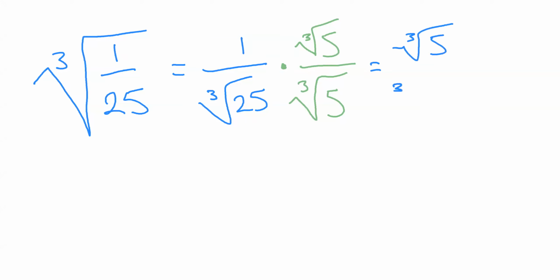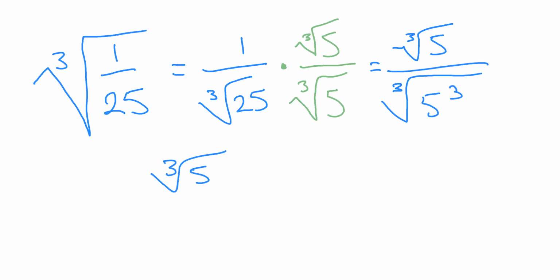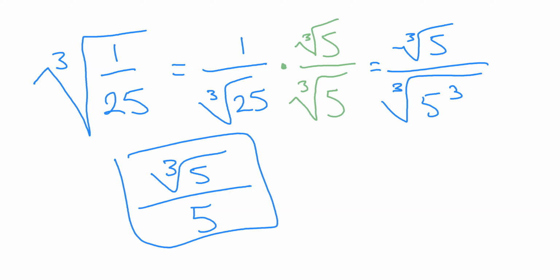So we've got the cube root of 5 times 25 times 5 in the denominator, but 25 times 5 is just 5 to the third. So we've got the cube root of 5 over 5. And that is our fraction that is equivalent to our original fraction. It just doesn't have a radical in the denominator.